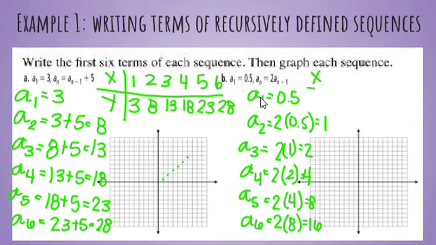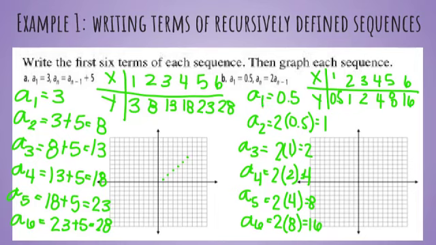I'm going to make my sideways XY table right here again. Our first term is 0.5. Our second term is 1. Our third term is 2. Our fourth term is 4. Our fifth term is 8. And our sixth term is 16. So here are our points for this sequence. And again, you do not connect the points.